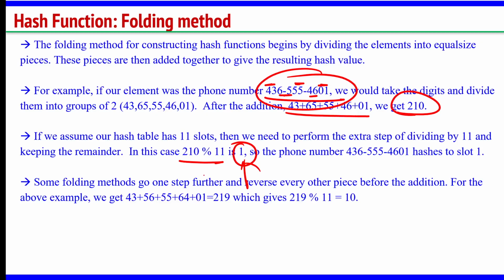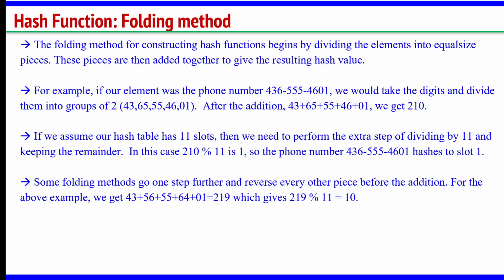And there is another method called the reverse folding method. What is the reverse folding method? Same, take 43, but the next number is 65, so you reverse it: 56. Then this number as it is, 55. Then the next number, reverse again: 64, because there is 46, I am taking 64. The next number as it is, you add: 219. 219 modulo 11, you get 10. You see, you are getting different locations with a different approach, right? So this is one way to avoid collision.